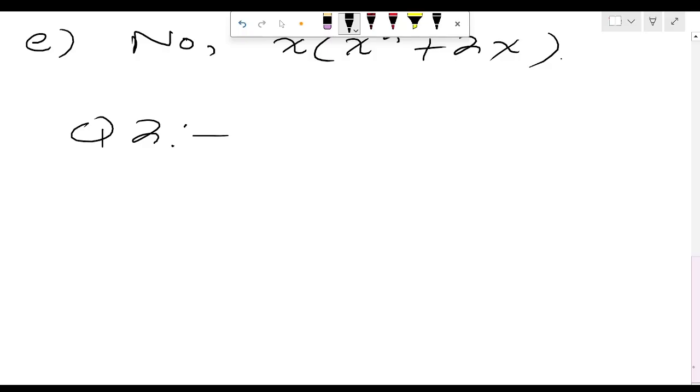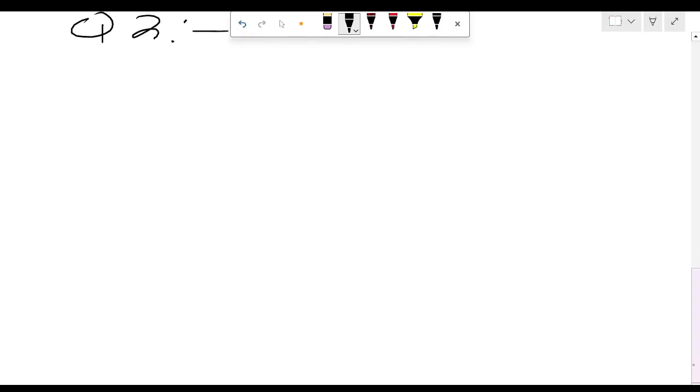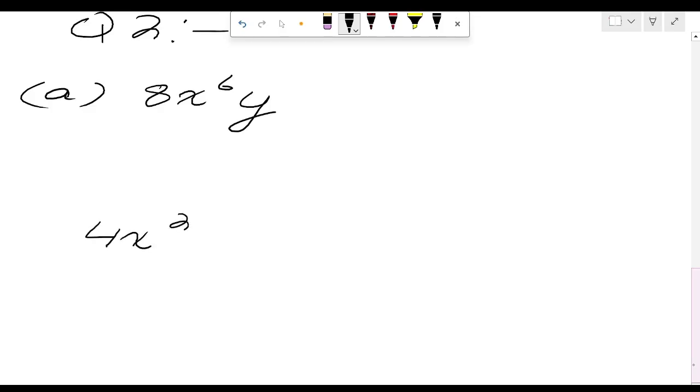Question number 2 states that we need to find the LCM of the following monomials by completing the table. So let's attempt part number 1. In the first monomial, we have 8x power 6 y, and in the second, we have 4x squared yz. So first, how are we going to find the LCM?